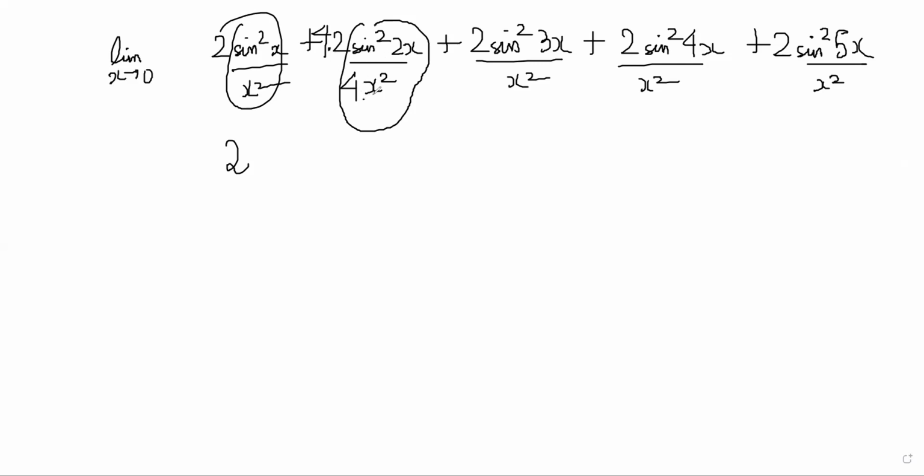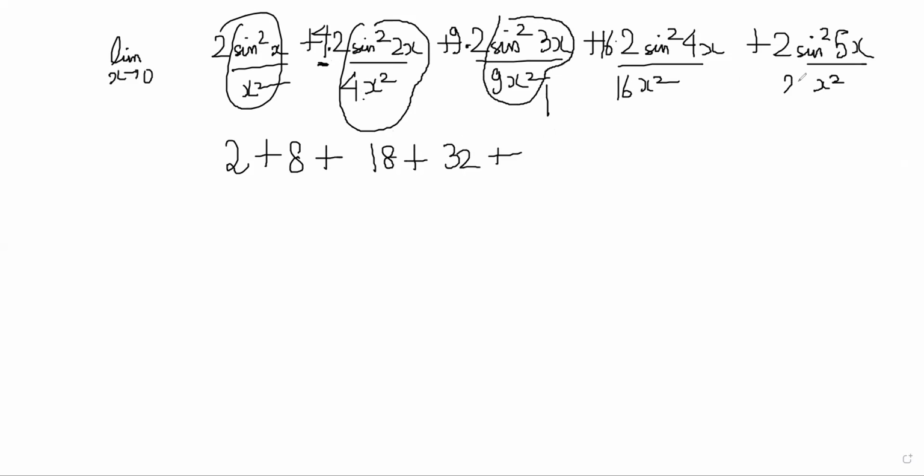Multiply by 4 on the denominator so that it becomes 2x whole square, right? So you have to multiply on the numerator also by 4. So it will be 2 plus 8. Multiply by 9 here so that now this part is 1. So plus 18. Multiply by 16 here and 16 here, so 32. Multiply by 25 here and 25 here, right? So 50, right?